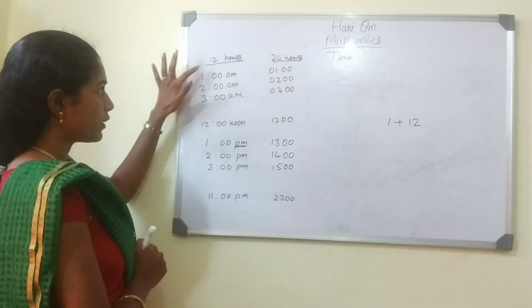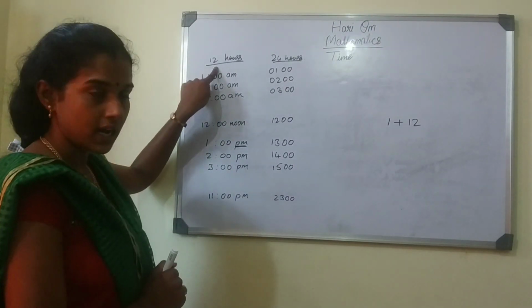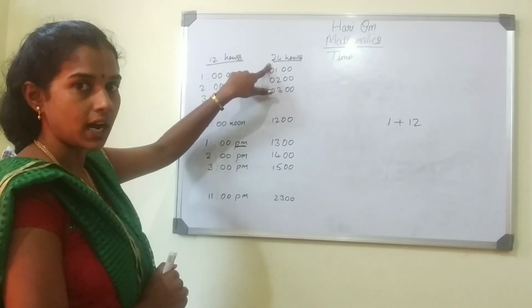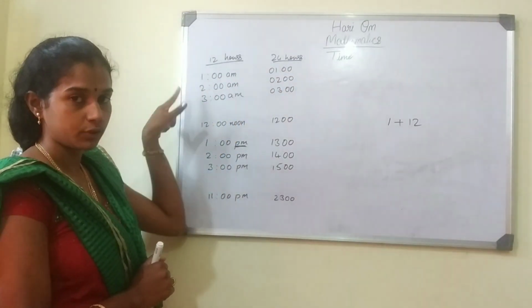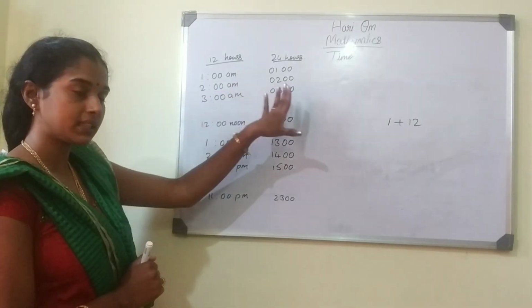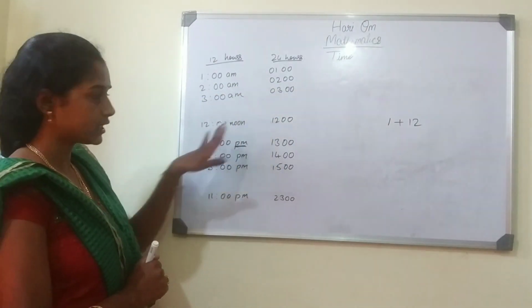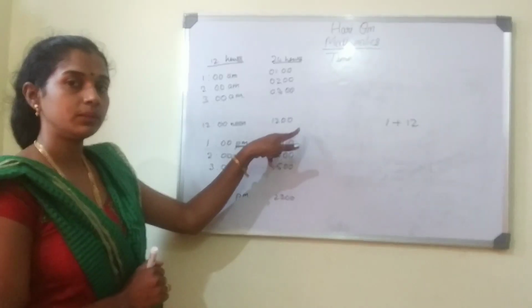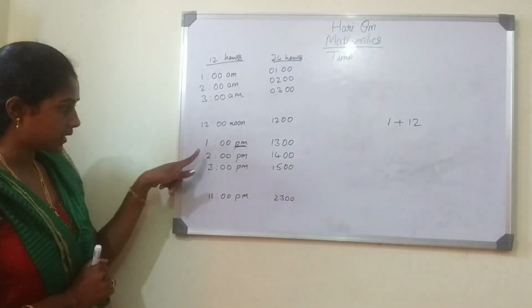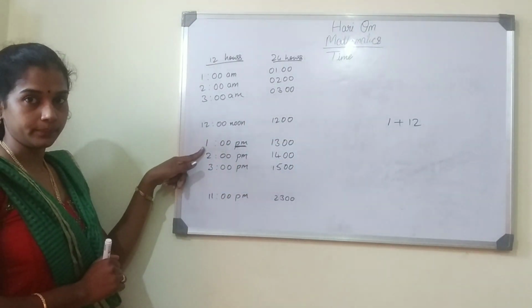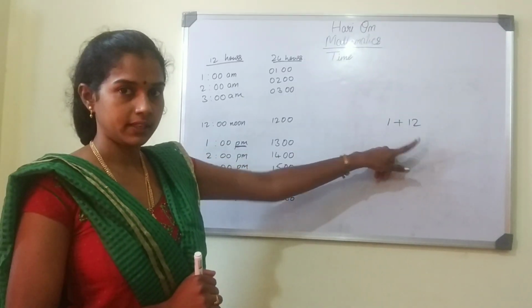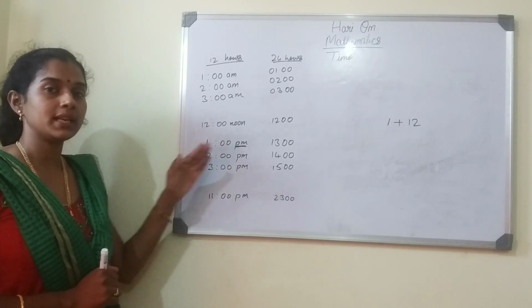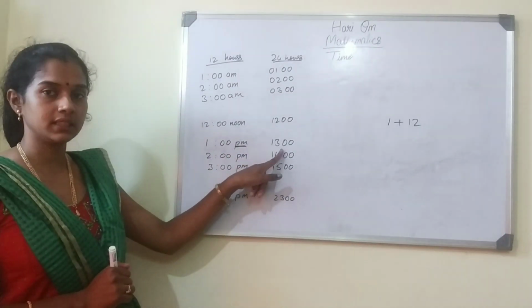Understood, children? So when we are changing from 12 hours to 24 hours in AM, that is from 1 o'clock, 1 AM will be 1 hour, 2 AM, 2 hour, 3 AM, 3 hour. There are no changes till 12 noon. 12 noon will be 12 hour. Only if it is 1 PM, we are going to add 12 to it. 1 PM plus 12, 1 plus 12 will be 13, 13 hours.